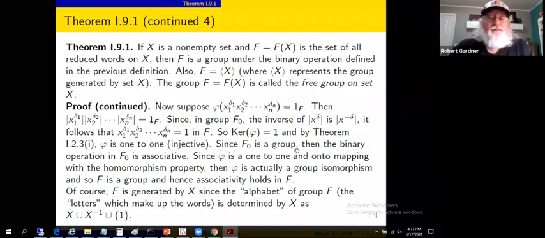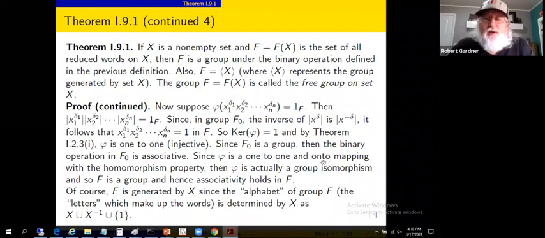F sub 0 is a group. The binary operation on F sub 0 is associative. Phi is a one-to-one mapping. And onto, let's see, where do we establish the onto-ness? It has the homomorphism property, so it actually must be a group isomorphism. So F is a group, and it's associative because of this isomorphism property. The onto-ness, I guess we established that really early on. We said you give me an element of F sub 0 and I can find something that is mapped onto it. Let's go back and find that, but we did that earlier.